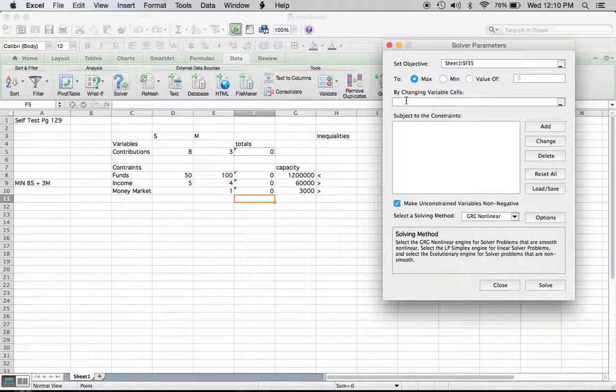What kind of problem is this, guys? Minimization. Don't make the mistake of keeping it as a maximization, because it can gladly solve it, you'll just have a bunch of nonsense at the back end. Changing variable cells: that's these two.